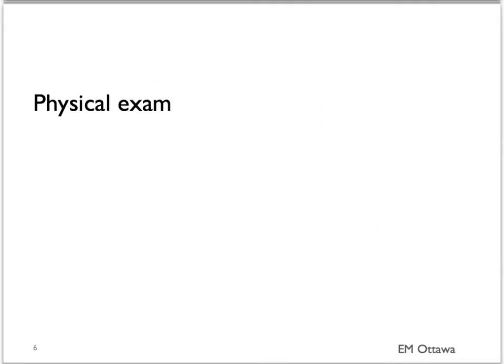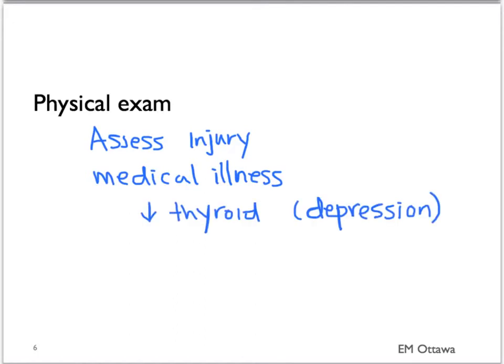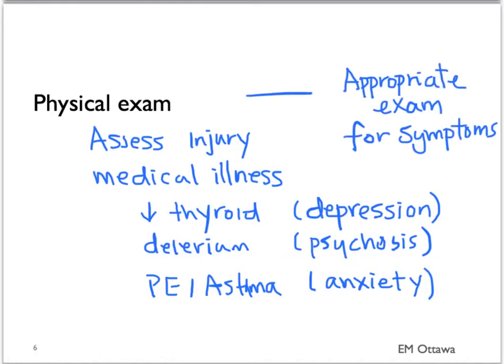What about physical exam? First, we have to assess the injury that has been caused by the suicidal attempt. There are also medical conditions that mimic psychiatric conditions. Hypothyroid can look like depression. Delirium can look like psychosis. Conditions such as PE and asthma can look like panic attack or anxiety. Therefore, based on the patient's presenting symptoms, the appropriate physical examination should be done.